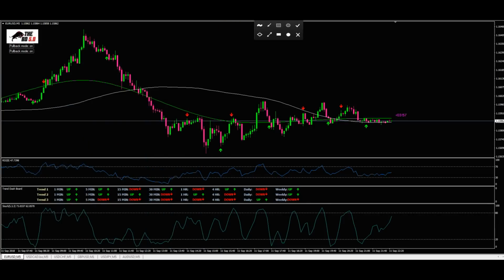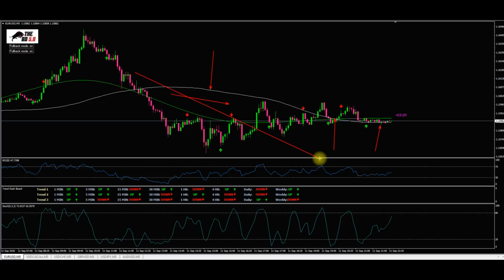I'm sure if you've watched my videos before, I say when the white line is on top, we take sell trades because it's a downtrend, correct? But what happens when the price crosses over here and the white line now goes on the bottom? What does that mean? It means a trend reversal. The market is changing direction.